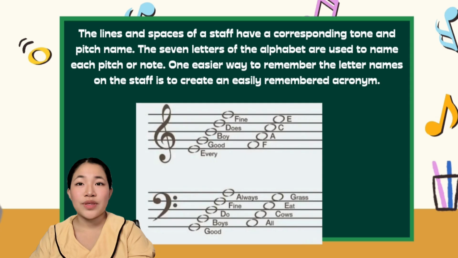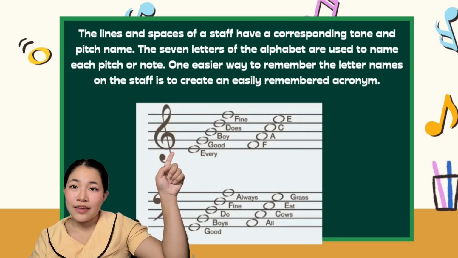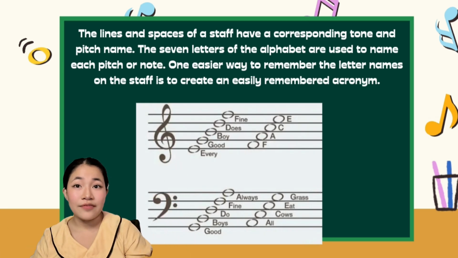The lines and spaces of a staff have a corresponding tone and pitch name. So the 7 letters of the alphabet are used to name each pitch or note. One easier way to remember the letter names on the staff is to create an easily remembered acronym. So let us look at the illustration. The first is the treble clef. So in the treble clef, we have in the lines: every good boy does fine.